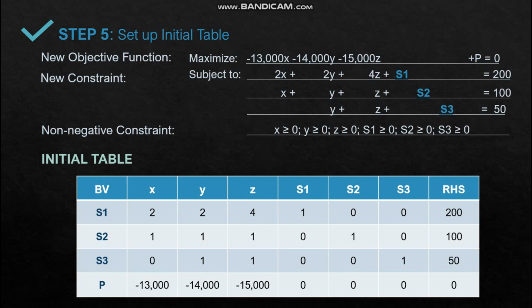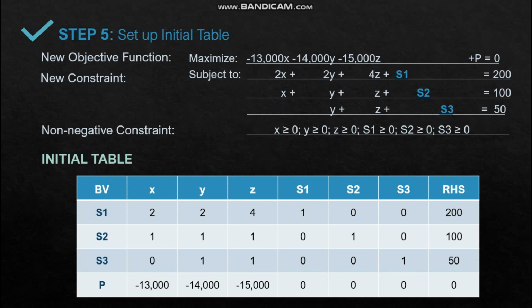To tabulate our initial table, for s1: x is 2, y is 2, z is 4, s1 is 1, s2 is 0, s3 is 0, and our RHS is 200. For s2: x is 1, y is 1, z is 1, s1 is 0, s2 is 1, s3 is 0, and our RHS is 100. Next is s3: x is 0, y is 1, z is 1, s1 is 0, s2 is 0, s3 is 1, and our RHS is 50.